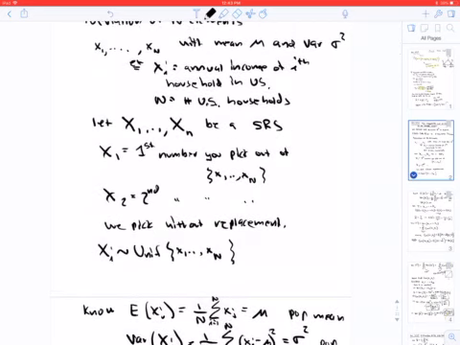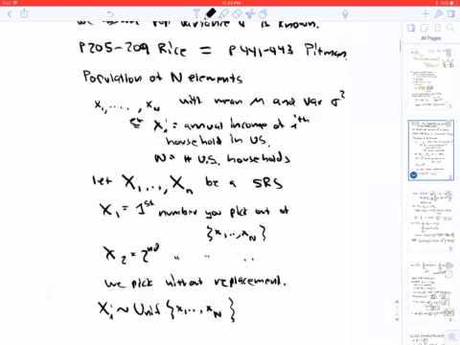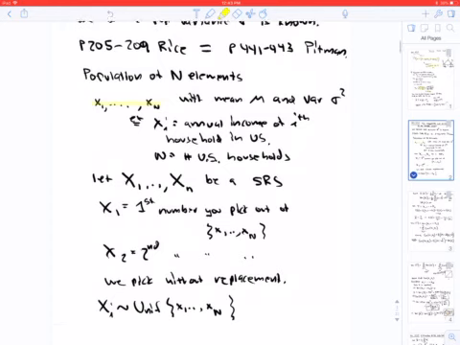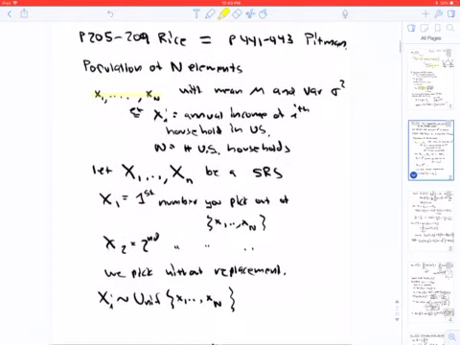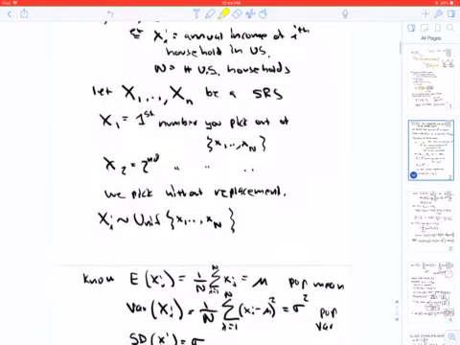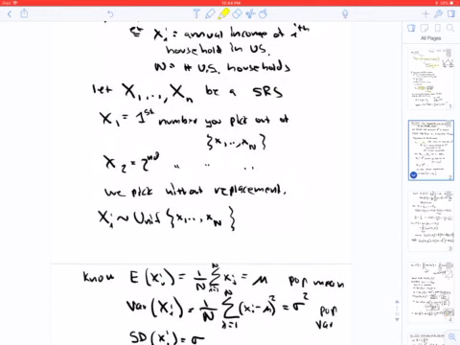where X1 is one of these numbers here, and X2 is another number from there, and so on. And we're picking here without replacement. So you can think of these Xi as uniform on x1 to x capital N.